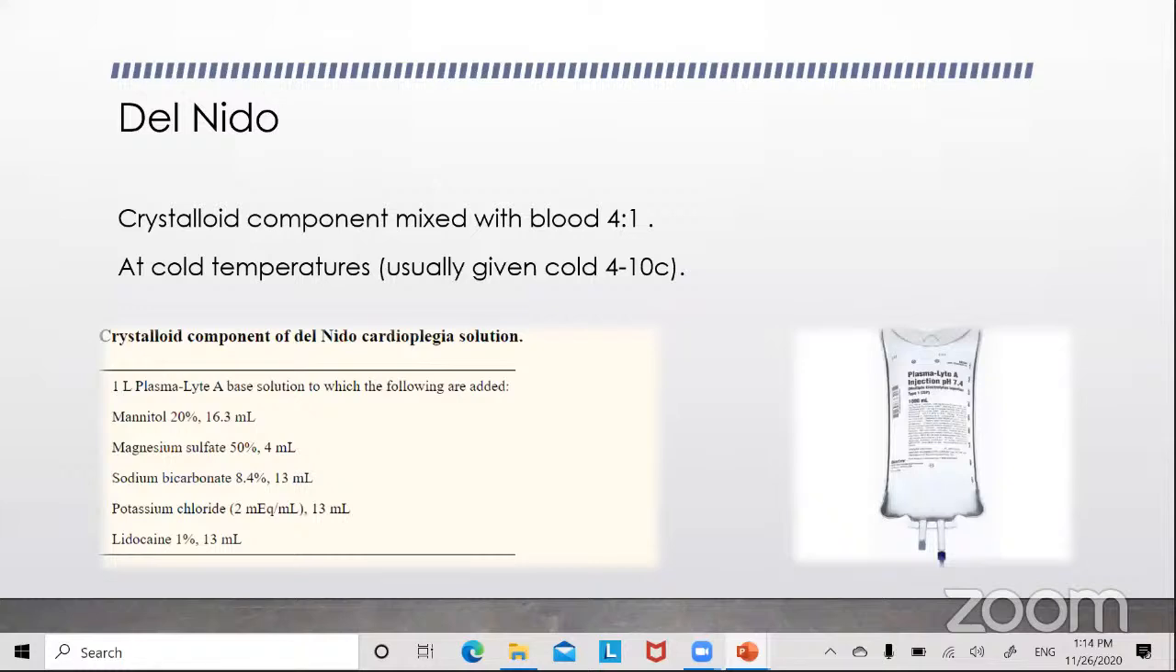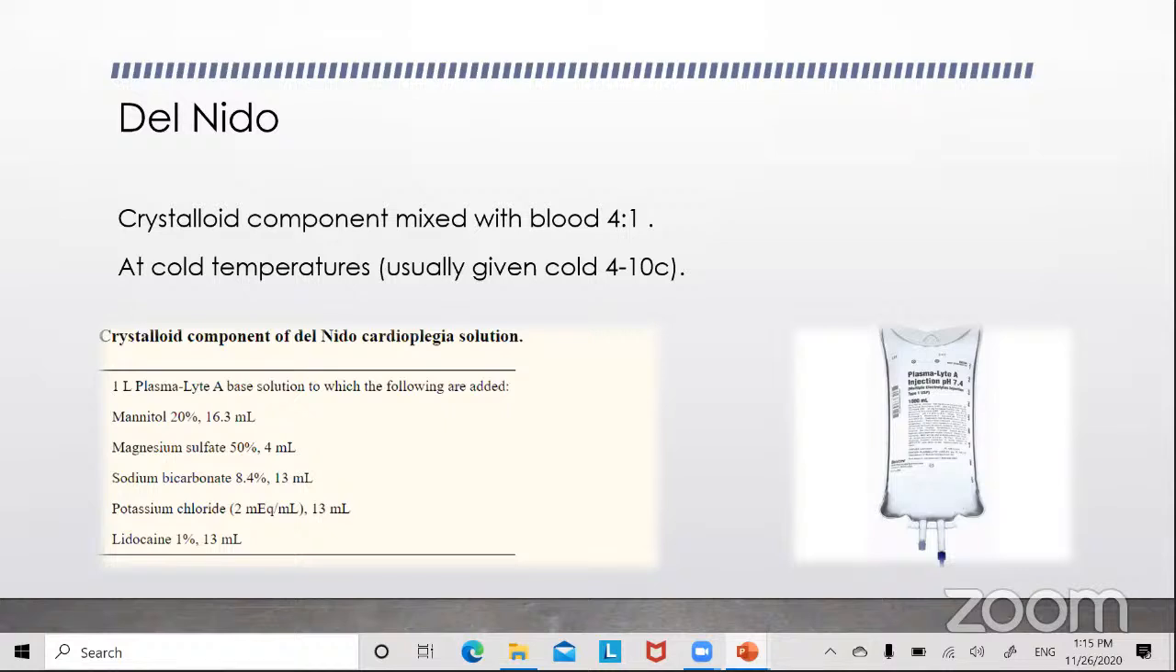So what are the different methods for delivery of cardioplegia? Del Nido consists of a crystalloid component, which is mixed with blood in a ratio of 4:1. Four parts of crystalloid to one part of fully oxygenated patient whole blood, usually obtained from the bypass circuit. It functions primarily by arresting the heart at cold temperature, usually giving it cold at 4 to 10 degrees. The crystalloid component of Del Nido contains a base solution of Plasma-Lyte, as you can see here in the picture, which has an electrolyte composition similar to the extracellular fluid.